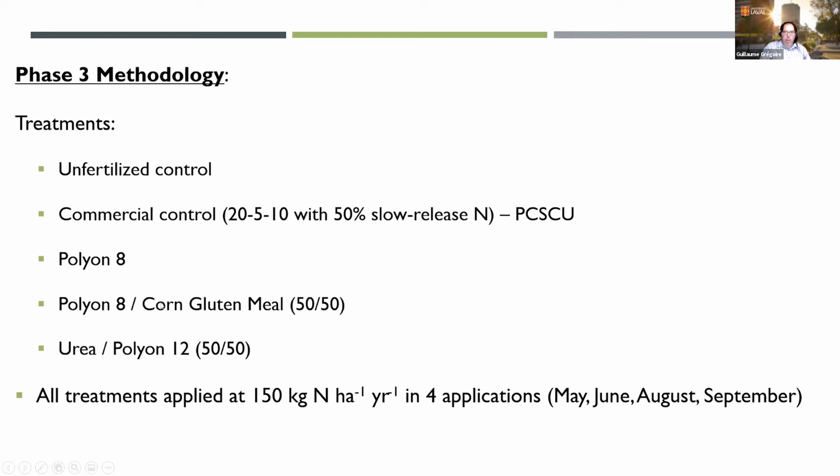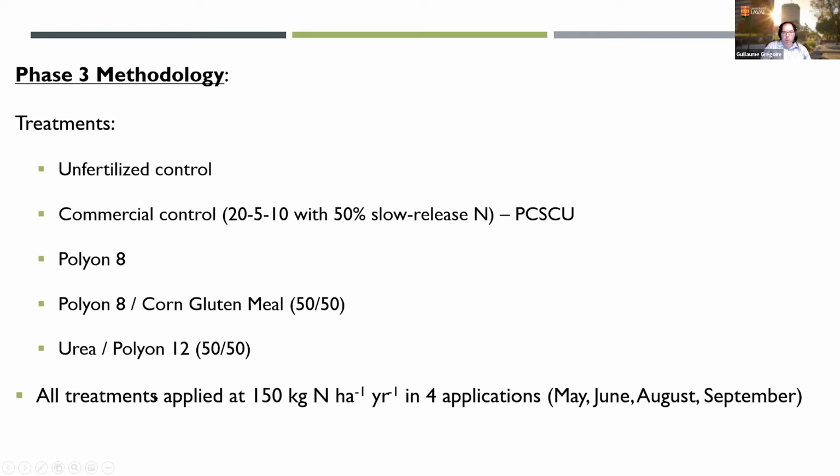We also tried a combination treatment, with which we had good results in our trial. So Polyon 8 mixed with corn gluten meal, a 50-50 mix of both fertilizers. And we also tried what I call an alternative to the commercial control. So straight up urea mixed with Polyon 12, a longer release Polyon over 12 weeks, 50-50.